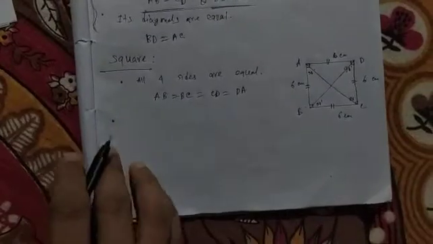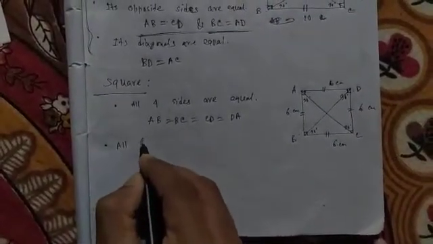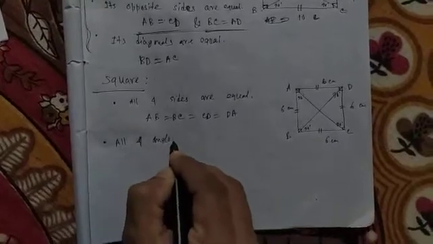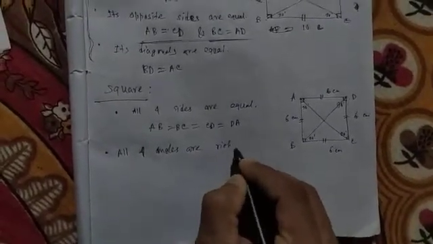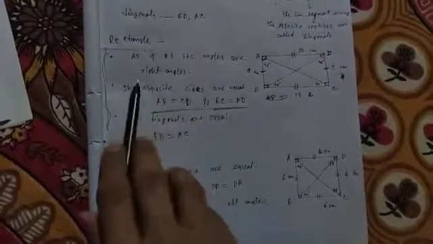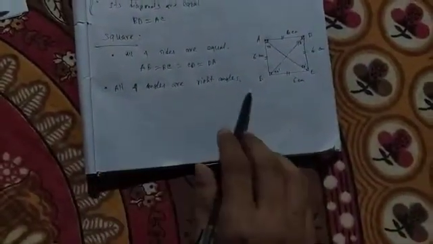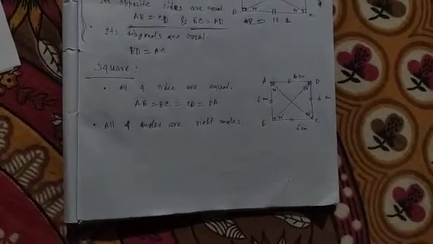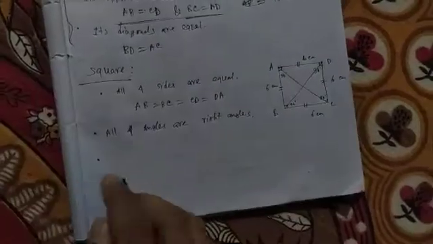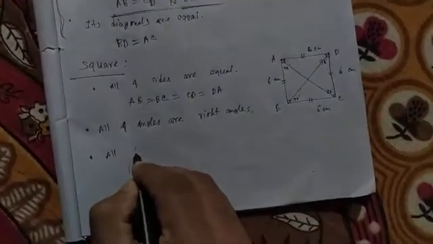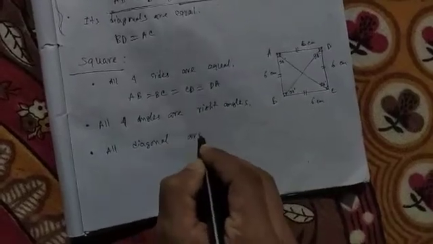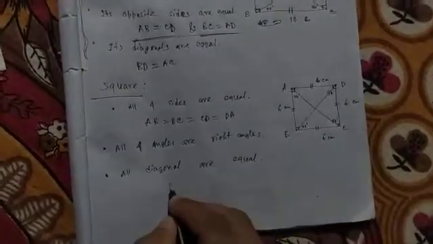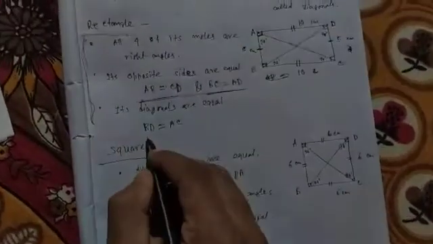Okay, next is all four angles are right angles, same like rectangle. Similarly for this, all four angles are right angles. That means all four angles are 90 degree. And this last point is also the same. All diagonals are equal. That means BD is equals to AC. See, for this also BD is equals to AC.